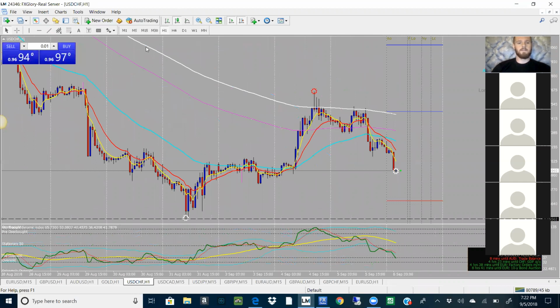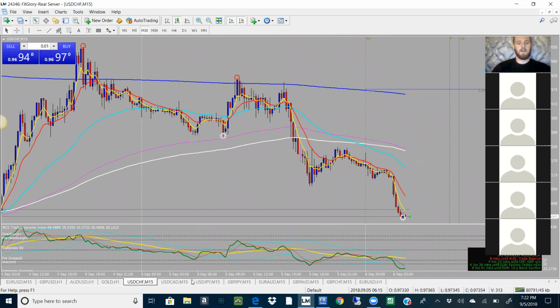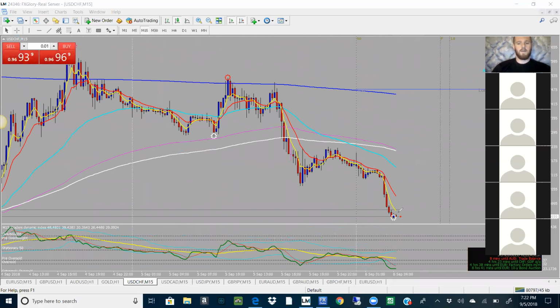Short-term sells, 15-minute pullbacks, stop hunt high, and sell. All right, that's it. That's all we're doing. Simple as that.